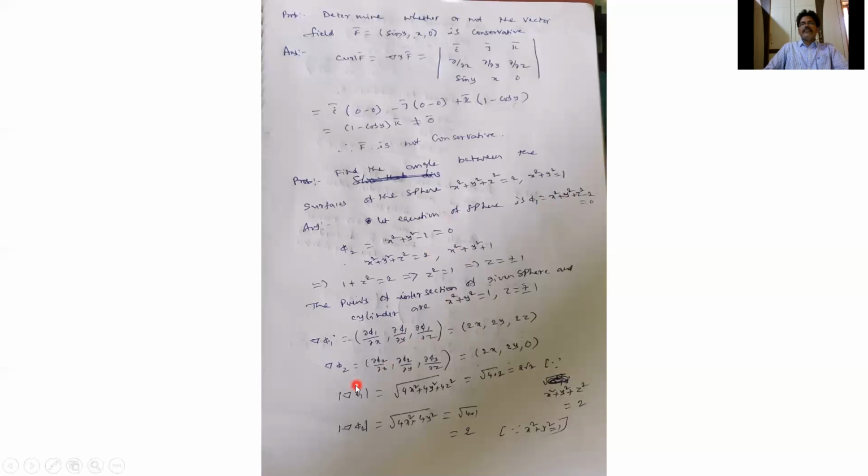Similarly, ∇φ₂ = (∂φ₂/∂x, ∂φ₂/∂y, ∂φ₂/∂z). Here ∂φ₂/∂x is 2x, ∂φ₂/∂y is 2y, and ∂φ₂/∂z is 0 because z is not there, we treat x, y, z as constants. So ∇φ₂ is (2x, 2y, 0). And ∇φ₁ is (2x, 2y, 2z).